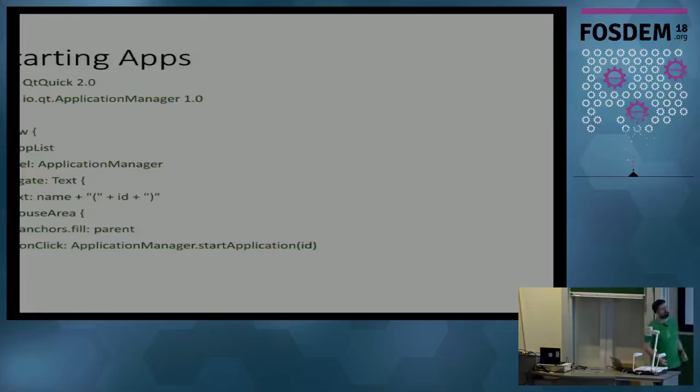So this is a very naive implementation because it just shows everything you've got. And in the delegate, we show a text that just says name and the reverse DNS ID for the application. And then if you click it, we tell ApplicationManager to start that application. And that's a trivial launcher that works. And you can launch applications.